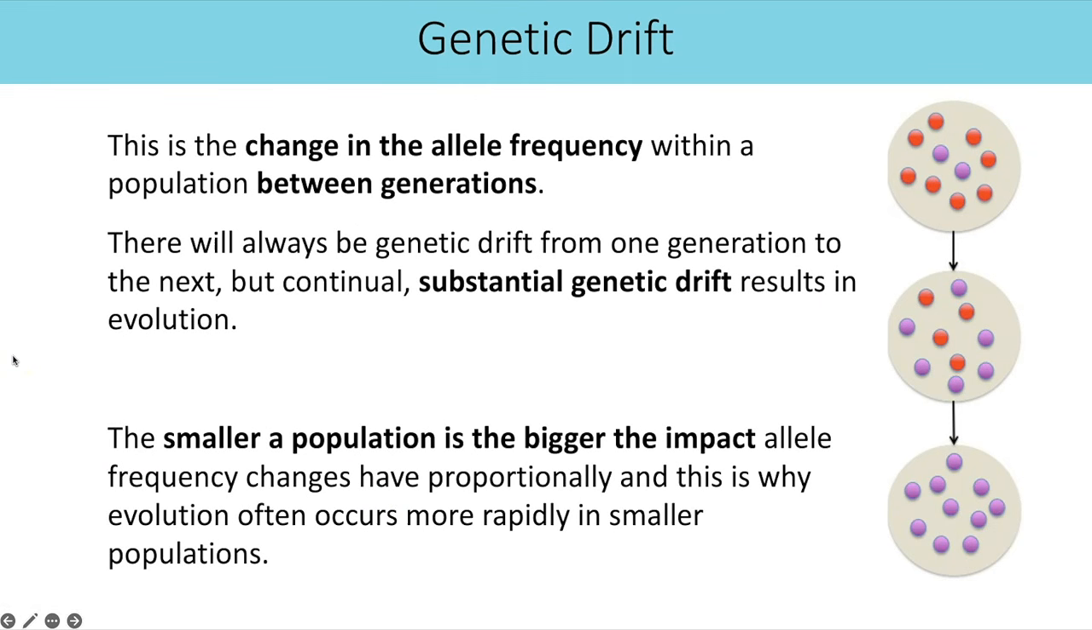So next, in the consideration of what genetic drift is, this is the change in the allele frequency within a population from one generation to the next. There will always be genetic drift from one generation to the next because we do not produce cloned offspring. But it is the continual and substantial genetic drift that counts as evolution. By that we mean there has to be a continual and substantial change in the allele frequency for it to count as evolution. The smaller a population is, the bigger the impact allele frequency changes have proportionally. And this is why evolution occurs more rapidly in smaller populations.